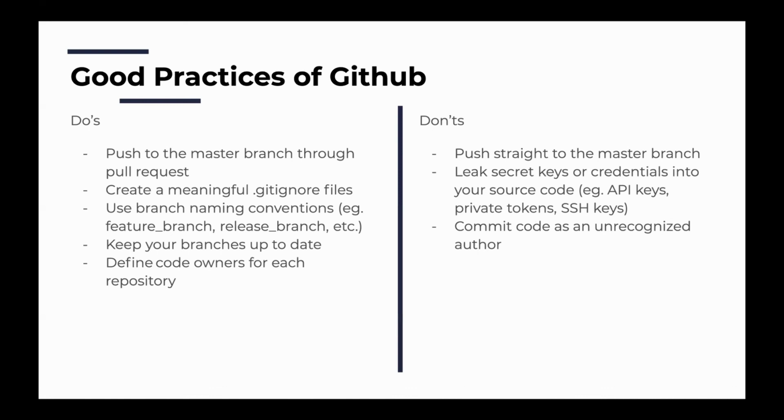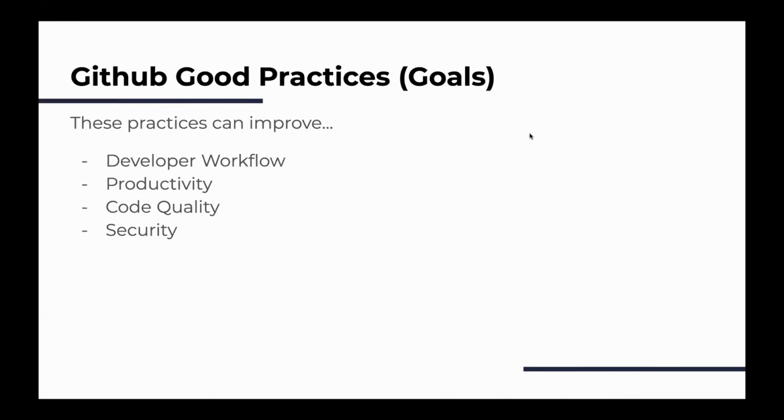Going down the don'ts list, what you don't want to do is push straight to the master branch. This can cause loss of code, loss of work. Another thing you don't want to do is leak secret keys or credentials into your source code. This can be an API key, private token, SSH keys, anything that you don't want anyone else to see. You're also not going to want to commit code as an unrecognized author, because you want to keep track of who's been working on what and have a good record of what each developer has been working on. The goals of these good practices are to improve developer workflow, productivity, code quality, and security.